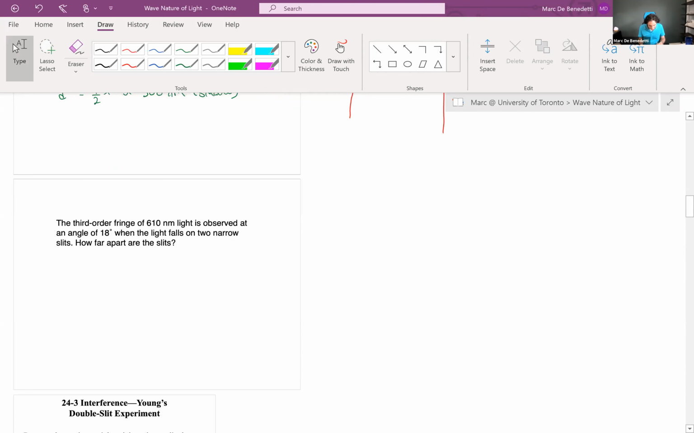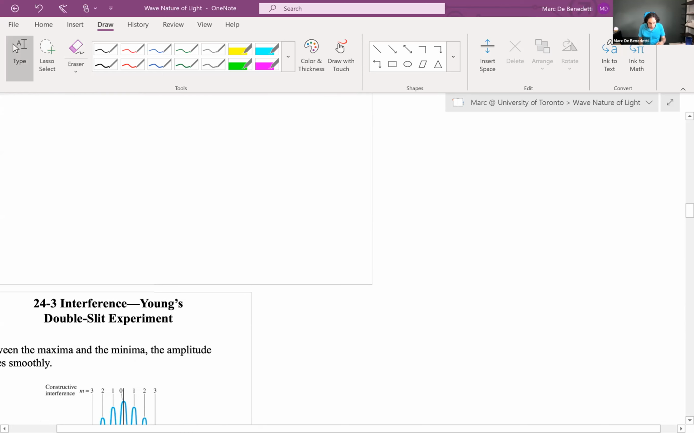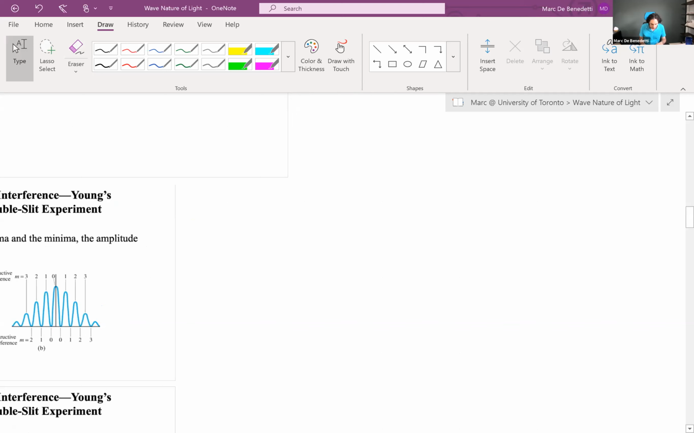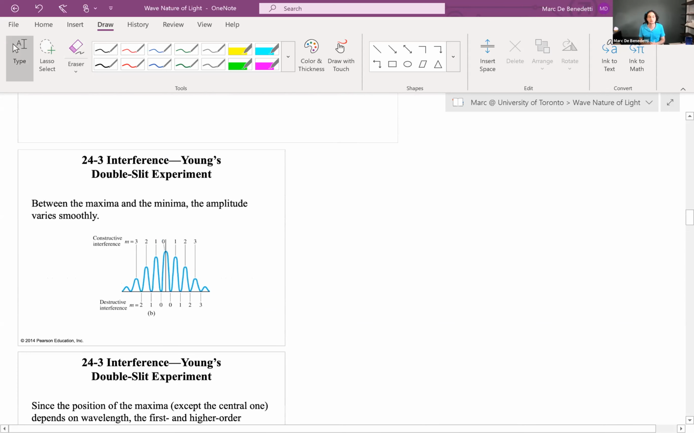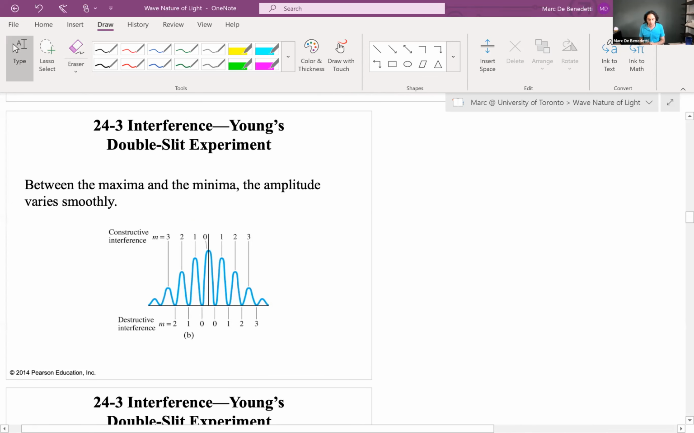Okay, we'll do that question in just a second. Maybe we'll do it first thing tomorrow, but before we do it, I want to introduce a new term for you before we do that example. So we can now talk about fringe numbers.